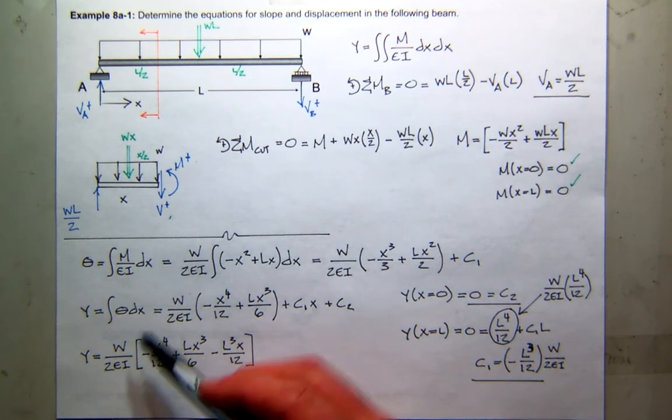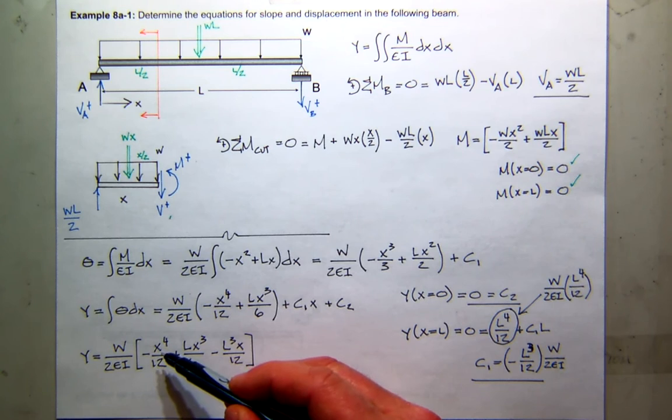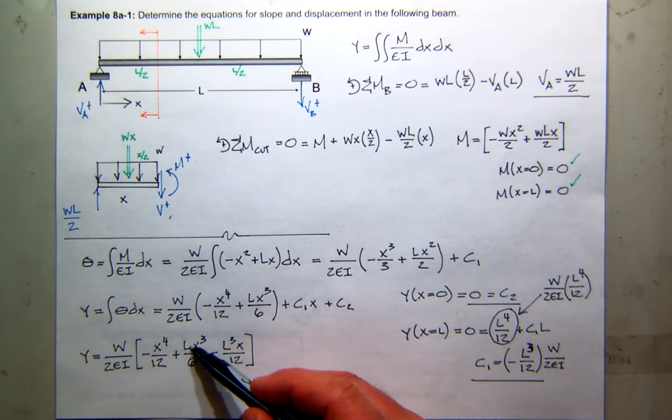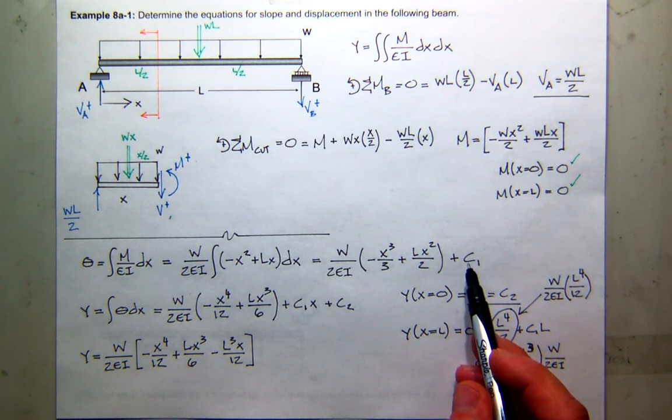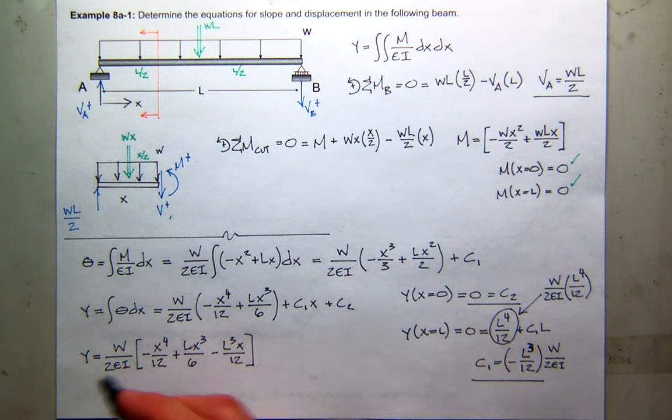And you notice that each of the terms have the same order. See, that's length to the 4th, length to the 4th, length to the 4th. Pretty cool, huh? And I could also plug C1 into here and have an equation for slope. Let's see if I can squeeze that in here.